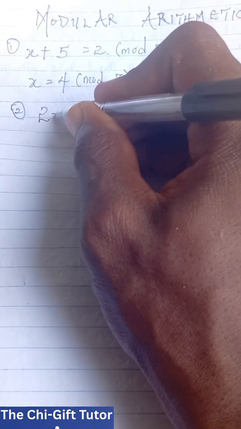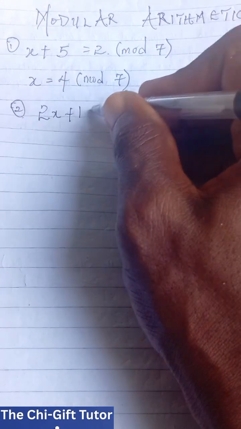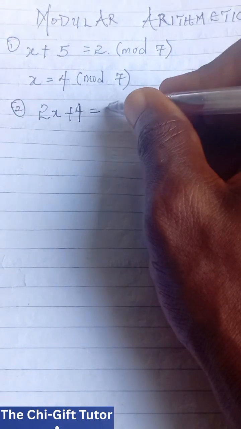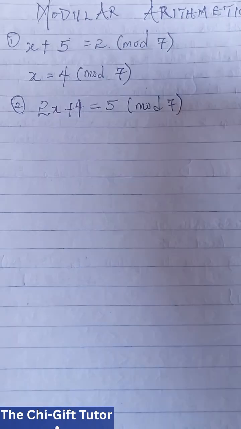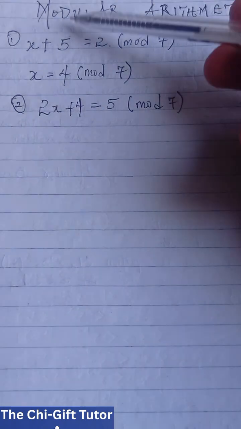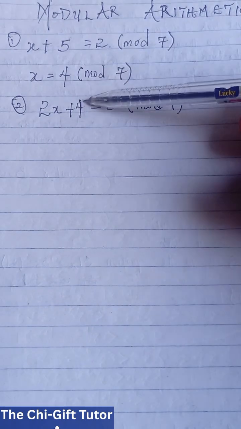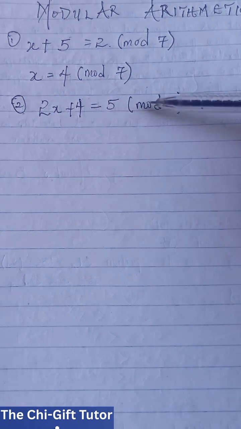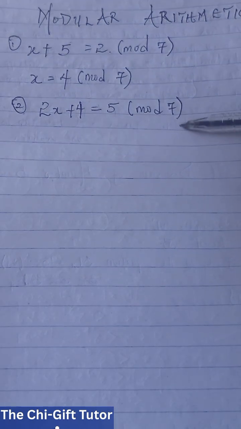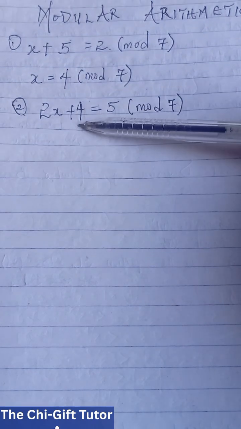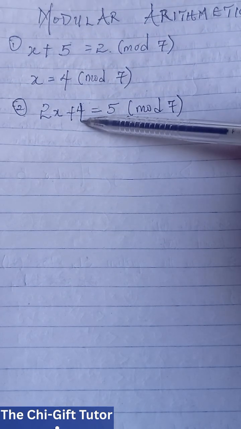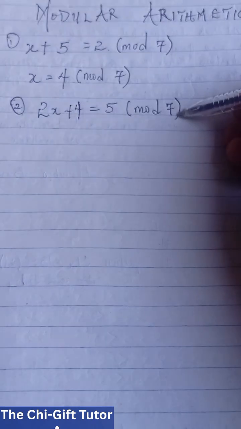Okay, now let's look at another question. I have 2x + 4 ≡ 5 (mod 7). Let's see how we can solve this. The same pattern we use here: what number will I add to 4 to make it 7, depending on the mod? That number will be 3. So if I add 3 to this, it's going to give me 7, which is going to be 0 in mod 7.